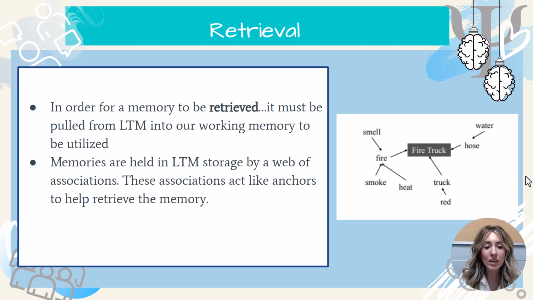Memories are held in our long-term memory storage. Remember we talked about the explicit memories and the implicit memories. That long-term memory storage has a web of associations. If you look at this graphic about the fire truck, the idea is that every memory we have is connected to other memories and other associations of ideas and concepts. The more associations we have, the more they act like anchors that hold down the memory so that it doesn't get lost.